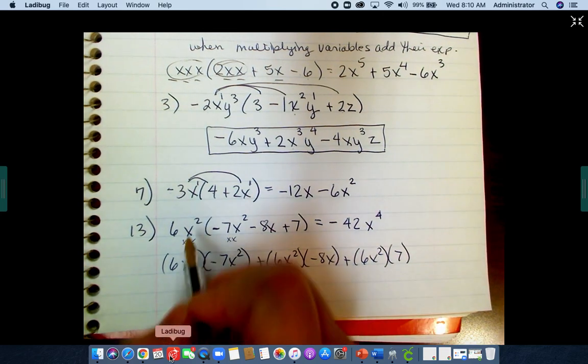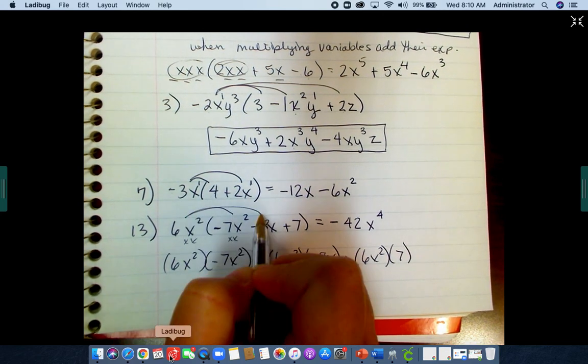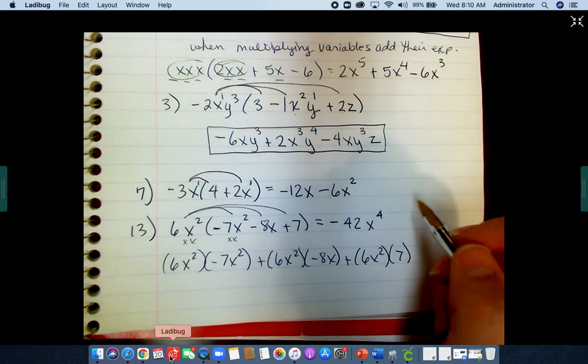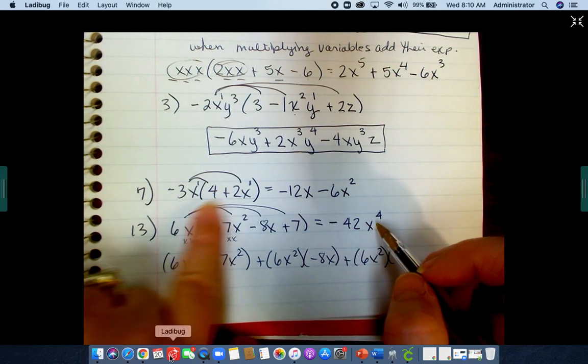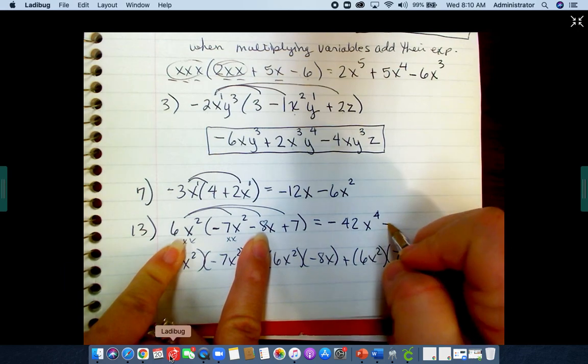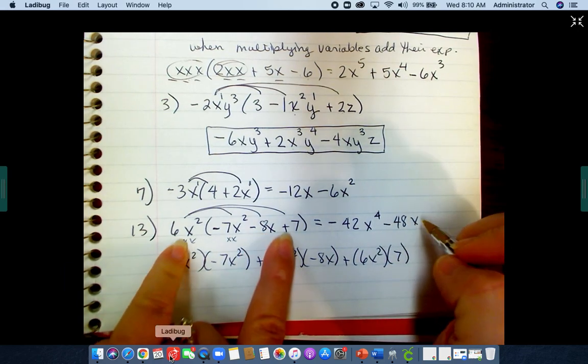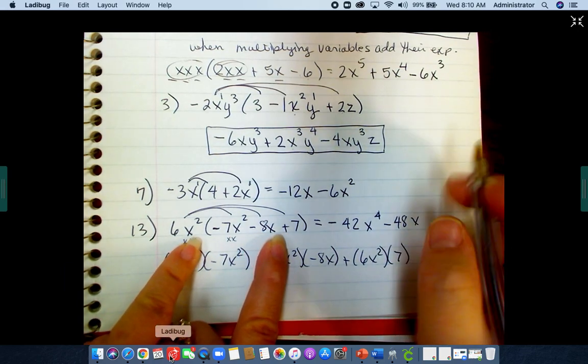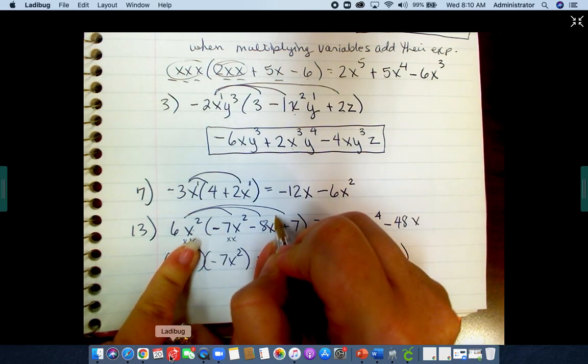But you certainly don't have to do that. You can just show that you're sharing to each term. So my next term, positive 6 times negative 8 is negative 48. And how many x's do we have? We've got 2 here and 1 here.